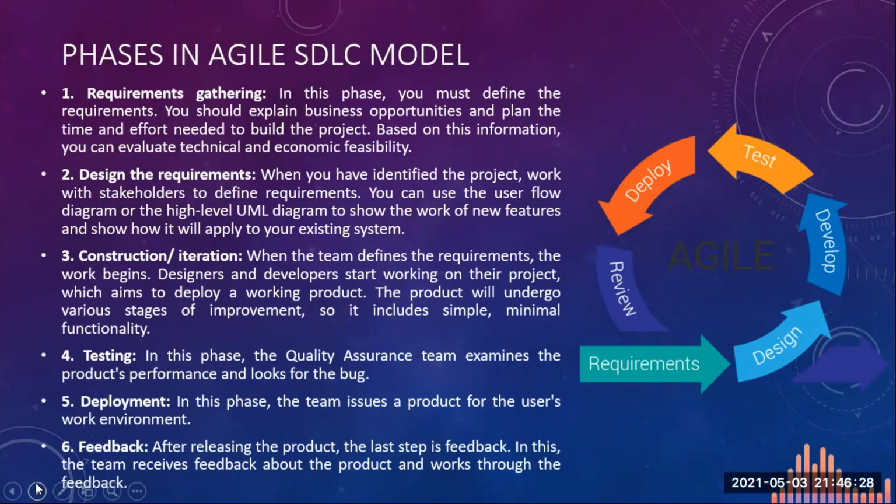Now let's talk about phases in the Agile STLC model. The very first phase is the requirement gathering phase. In this phase, you define the requirements. You explain the business opportunities and plan the time and effort needed to build the project. Based on the information, you can evaluate the technical and economic feasibility.